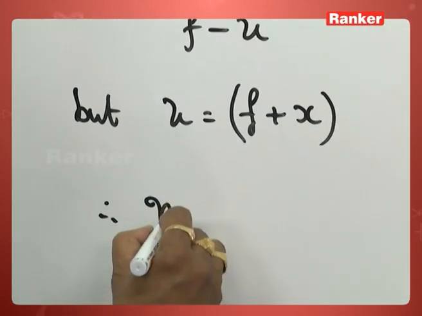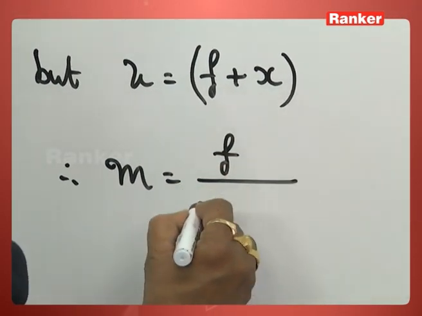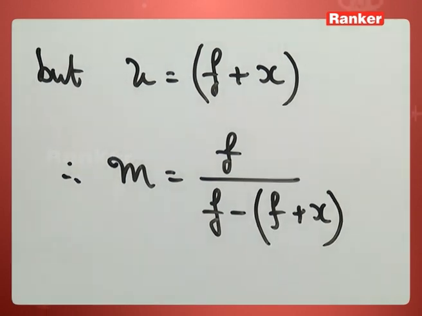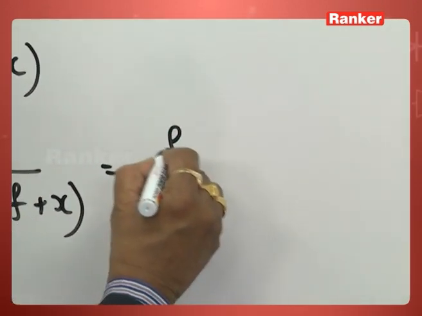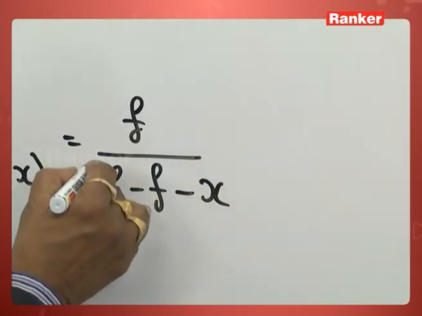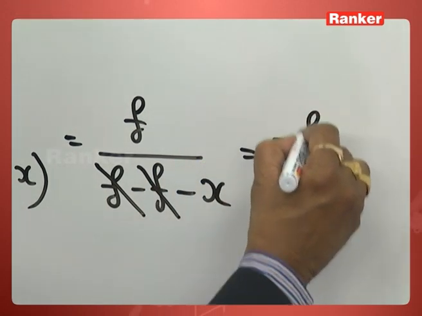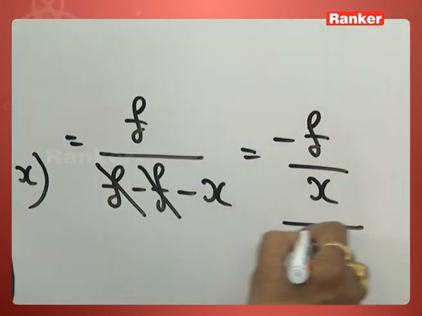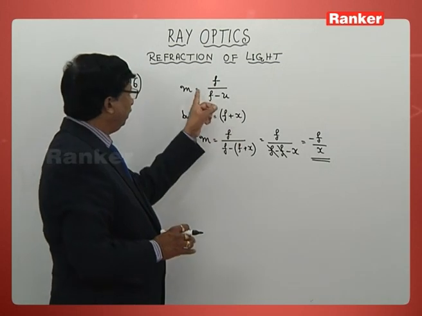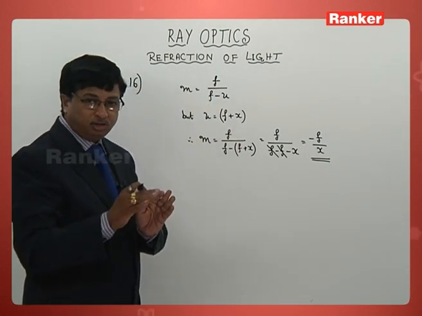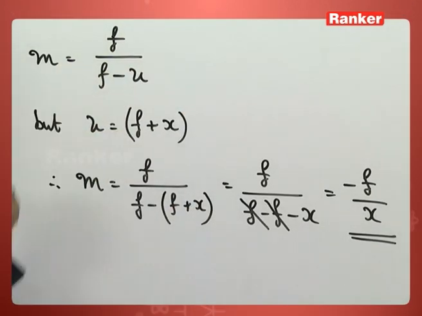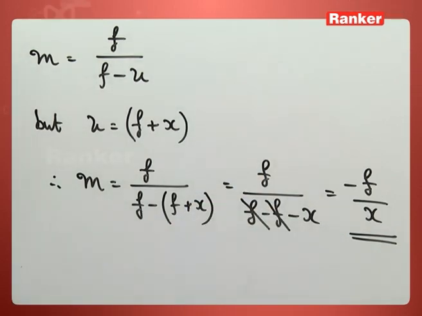Therefore, magnification is equal to f by f minus f plus x. You can now rewrite the same this way, f by f minus x. This f getting cancelled, you are now left with f by x with a negative sign. So what exactly is the ratio he is asking? The ratio of the real image size to the size of the object. That is nothing other than magnification. I just have got f by x with a negative sign.